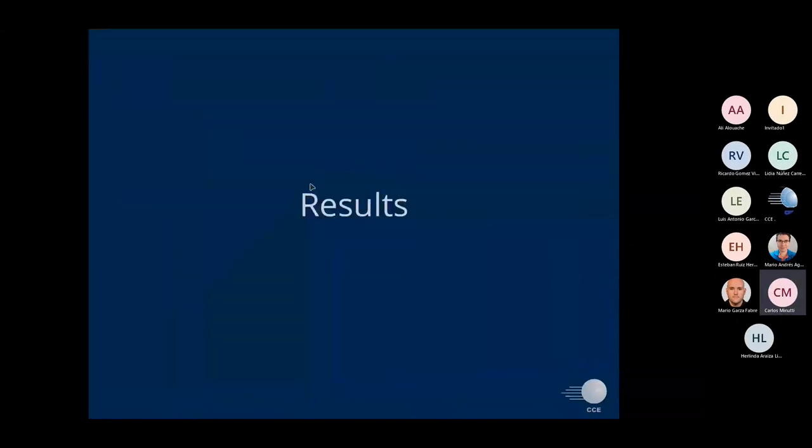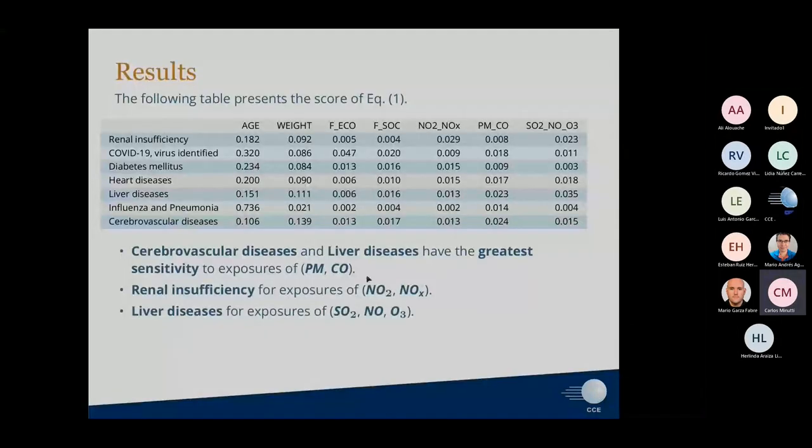Okay, about the results. In this table, we have the scores of different variables. For example, in the third column, we have the economic factor, the social factor, and later the different pollutants. And you can compare with other very important variables, the age and the weight. You can see the importance of these variables is the largest. For example, usually the age has the largest importance for this disease in the severity of hospitalization.